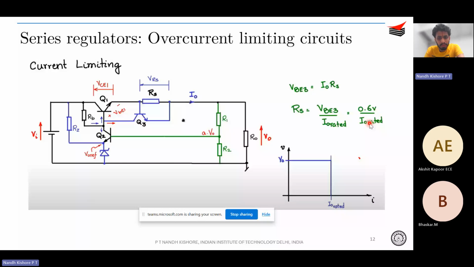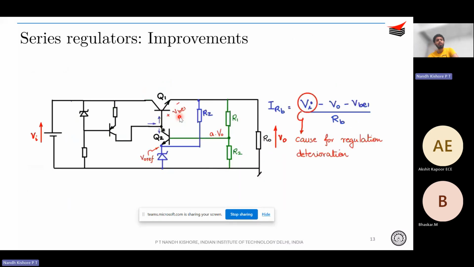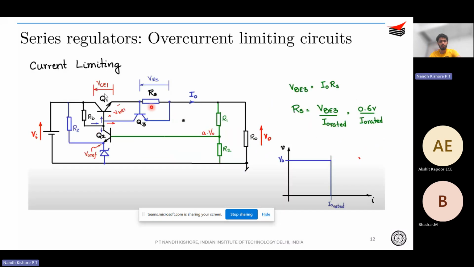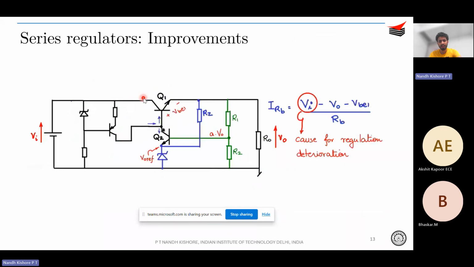So based on this, there are a lot of problems which you will be seeing as well. So just understand that the base emitter voltage across Q3 is going to appear across this RS, and you assume that this current is negligibly small compared to the load current. Therefore, VBE3 is equal to I naught into RS. Okay. So the idea is you get a fixed voltage till a specific rated current beyond which this transistor is going to turn on. Okay. So this was regarding the overcurrent limiting mechanism.